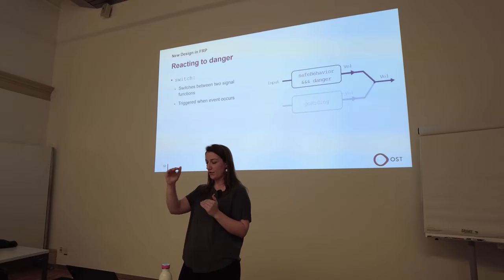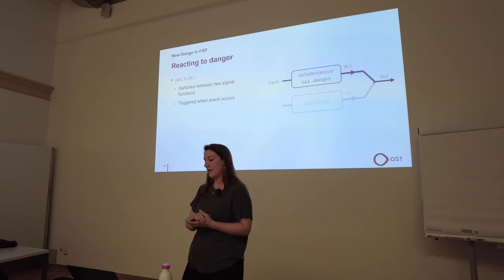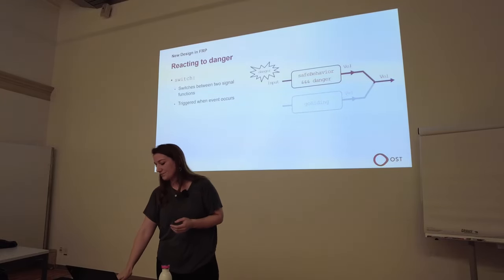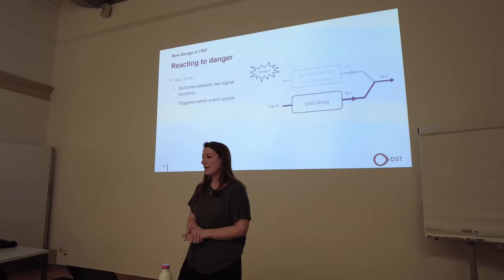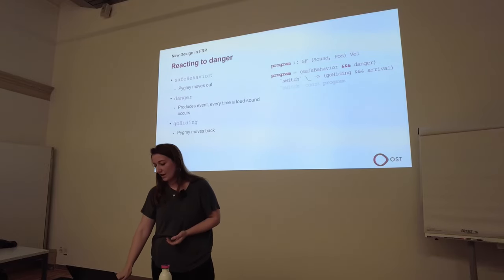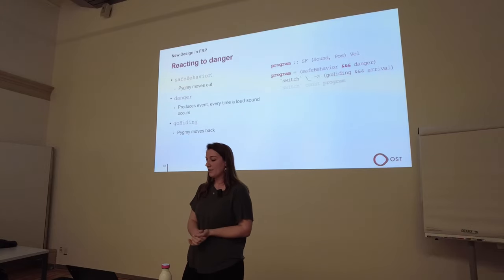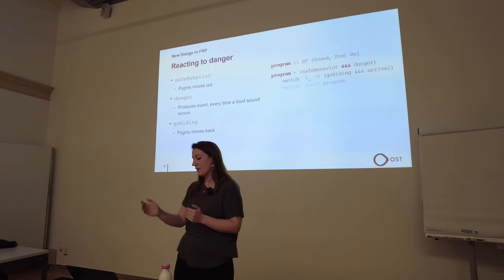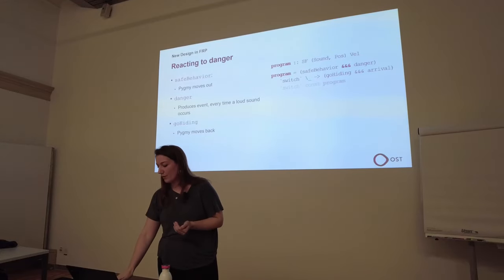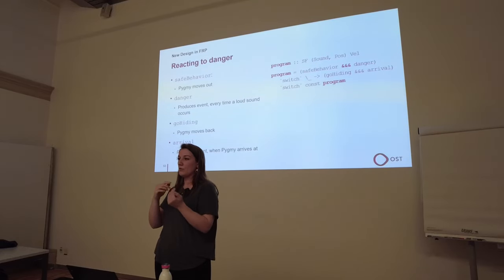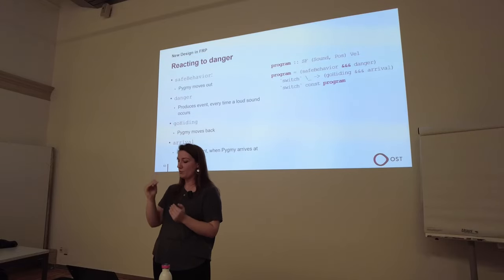So safe behavior, moving out velocity, and then danger, the event source, where the event occurs when the sound is too loud. In this case, it will switch, and the new signal function is go hiding, which produces a negative velocity, so the pygmy is moving back. This is go hiding, a negative velocity, and the pygmy is moving until it arrives. Then an arrival event occurs, and the program will switch again and call program again, so we can start anew with the safe behavior where the pygmy is moving out.